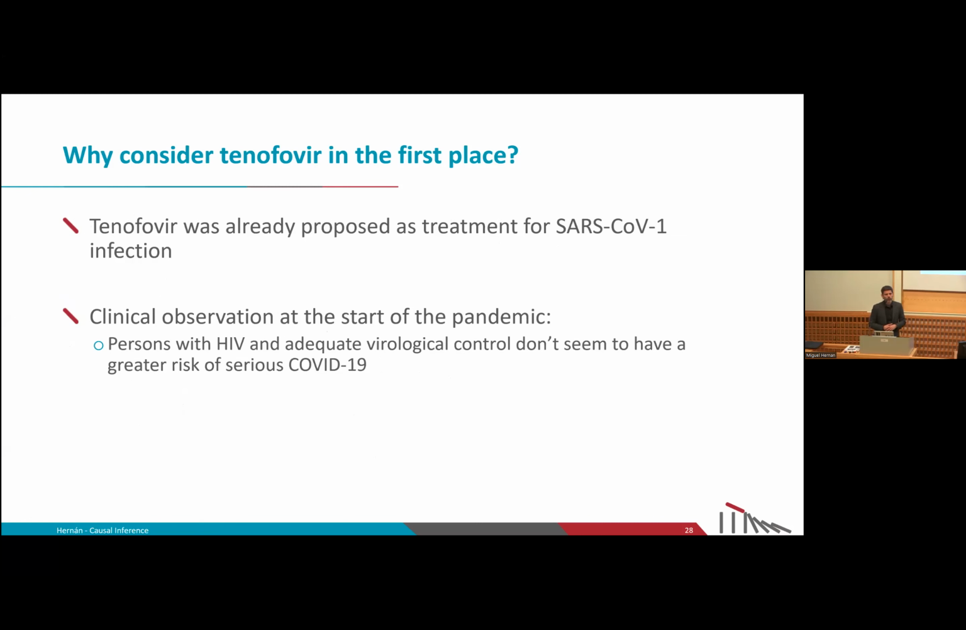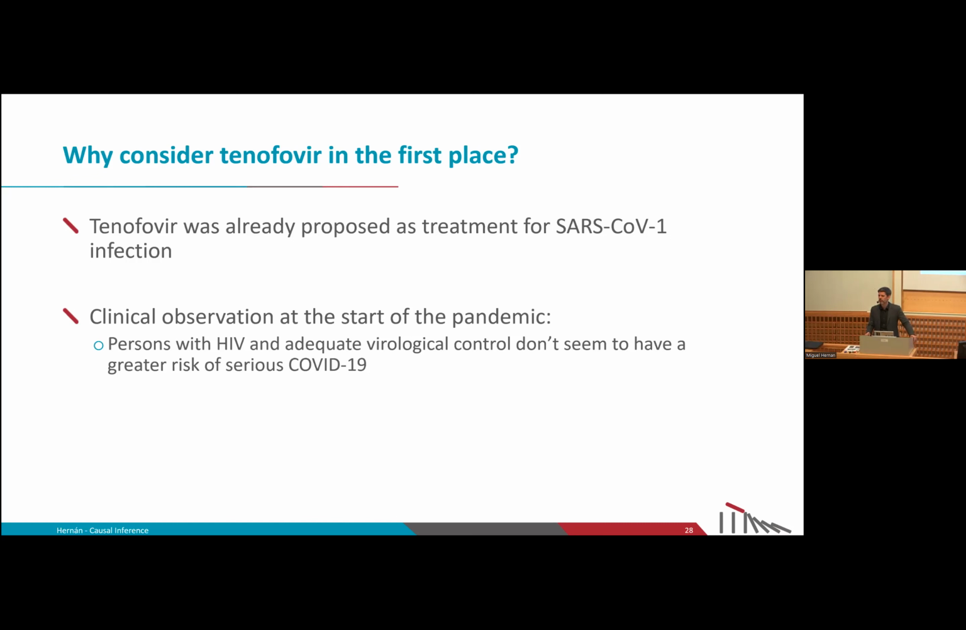But why would we consider tenofovir in the first place as a drug for repurposing? Well, it was already considered for treatment of SARS-CoV-1 when that pandemic didn't happen, and it wasn't used because, fortunately, it didn't happen. But also, our clinical colleagues in hospitals in Spain told us, look, my patients with HIV are not getting serious COVID.